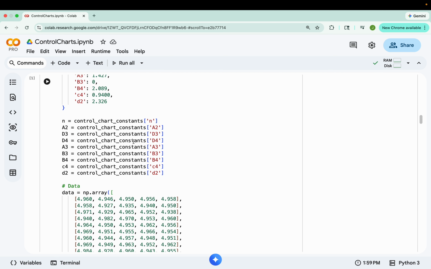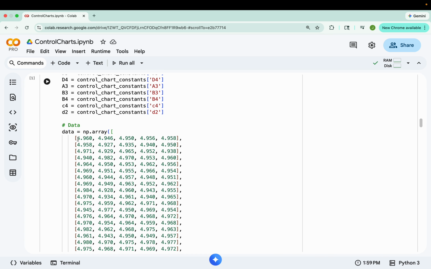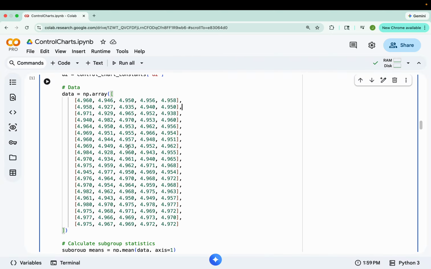Okay, and the data that they collect, this is the data for the syringe length for week 1. Okay, so 4.96, 4.946, 4.95, etc. So that's for week 1. Then for week 2, they get 4.958, 4.927, 4.935, etc. And they repeat this for 20 weeks, and they get this matrix of observations, where the first column is the first observation, the second column is the second, all the way up to the 5th observation in the 5th column. Okay.